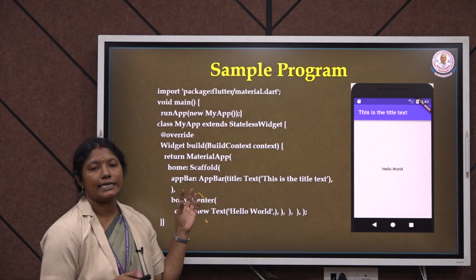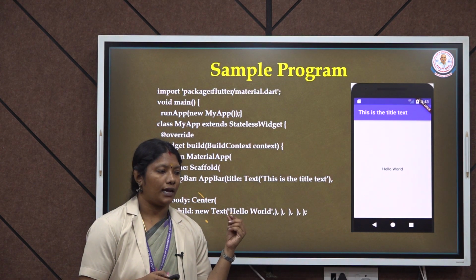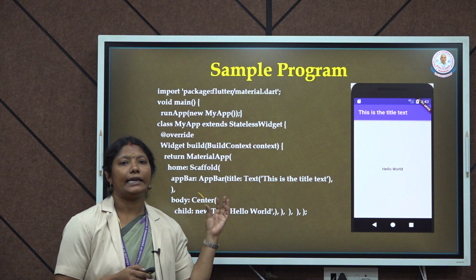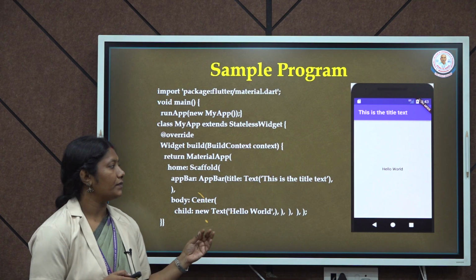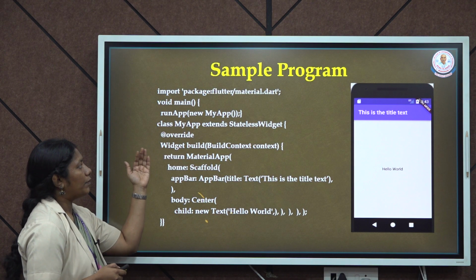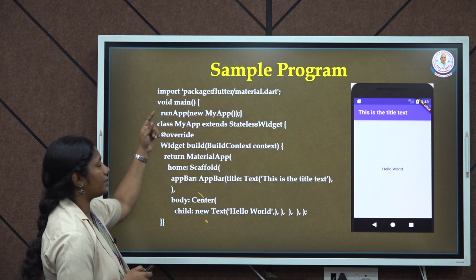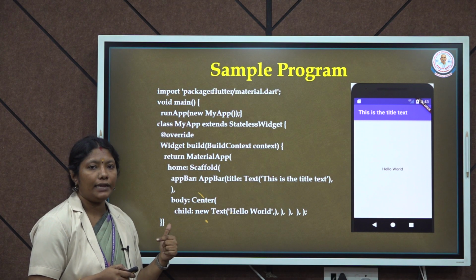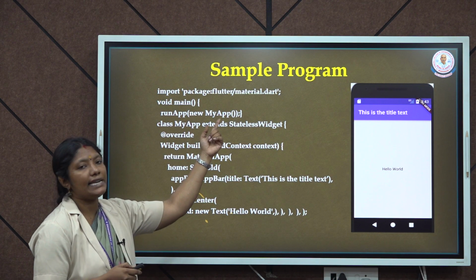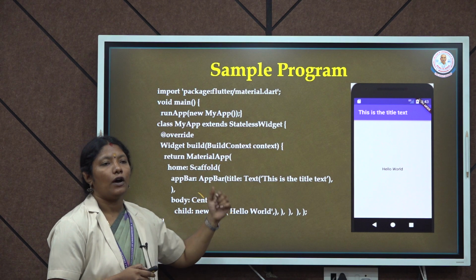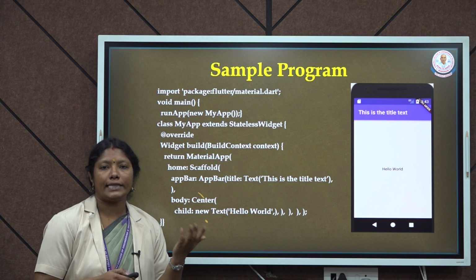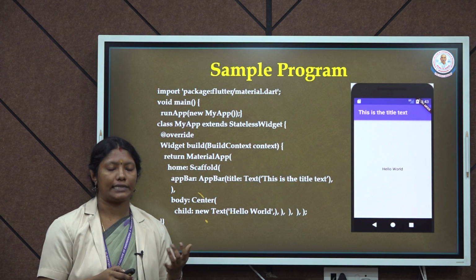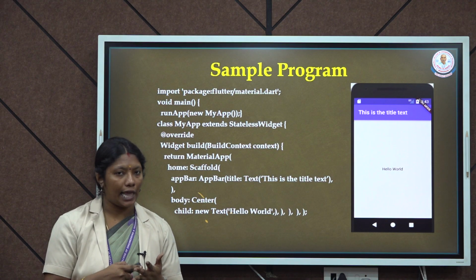Next, this is a sample program. In this Flutter application, we are going to display the text Hello World. So, let me explain the steps. First, we have to import the library called the material design library. Why? Because by importing this library, we can use predefined widgets like text, buttons, layouts and so on.